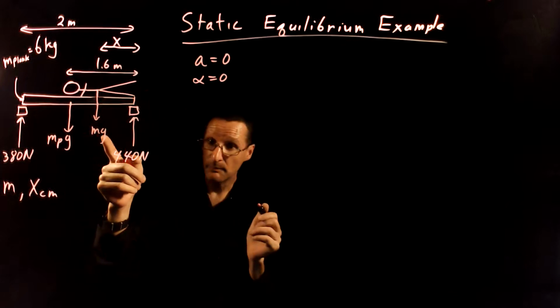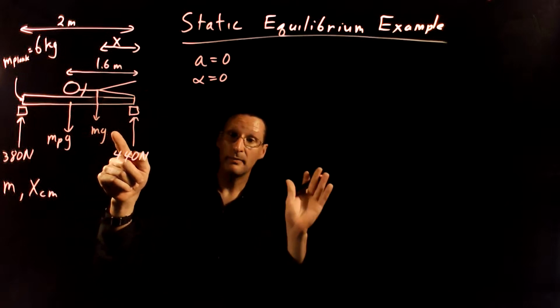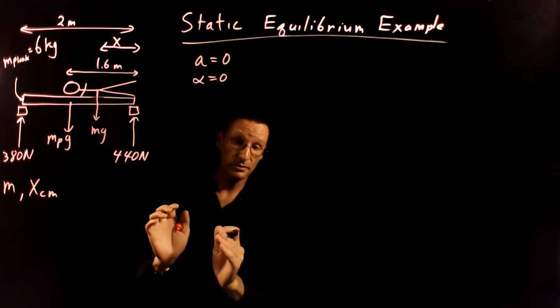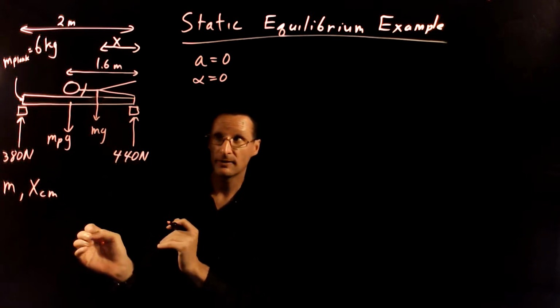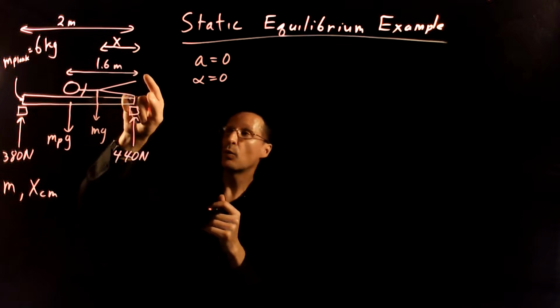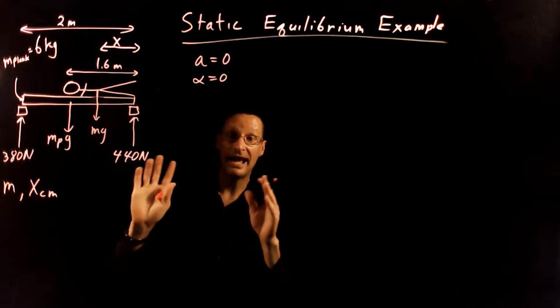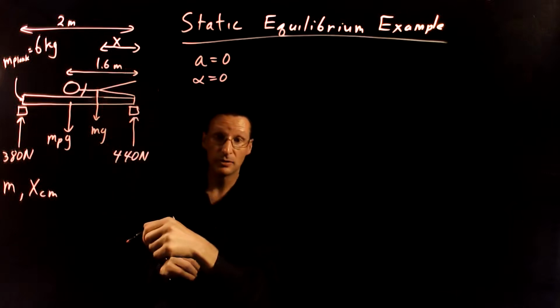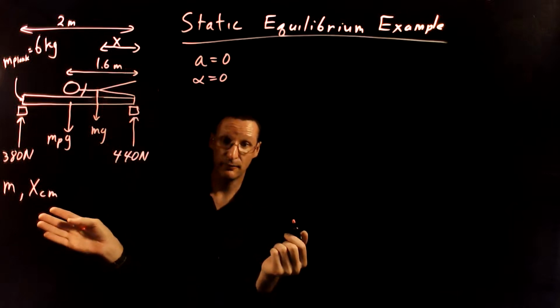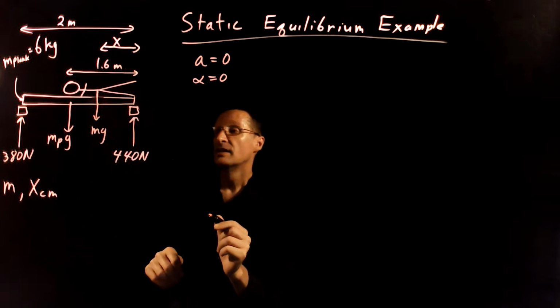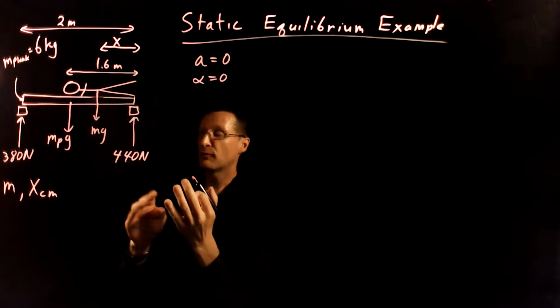Now, we don't know m, but we just give it a variable name, m, and then that's going to enter into our equations and we'll be able to solve for it. Similarly, we don't know where to put it, but let's just give the center of mass position a variable name, x, and that will come into our torque equations and we'll be able to solve for it, okay? All right, so I think this is all the forces on there.